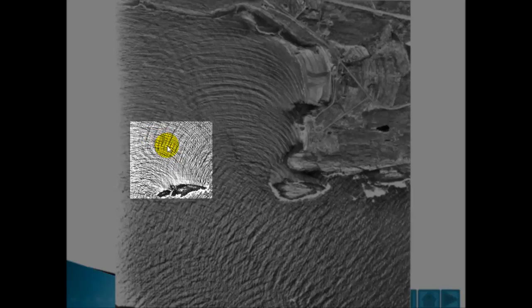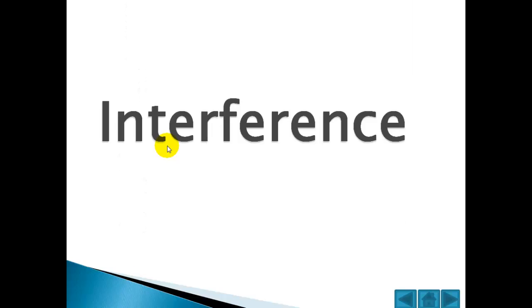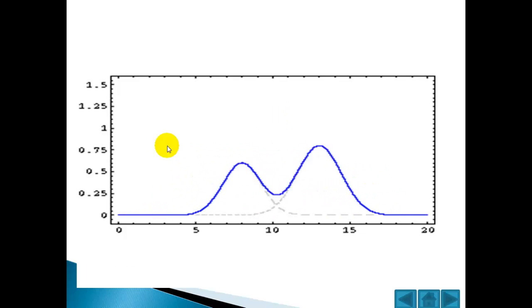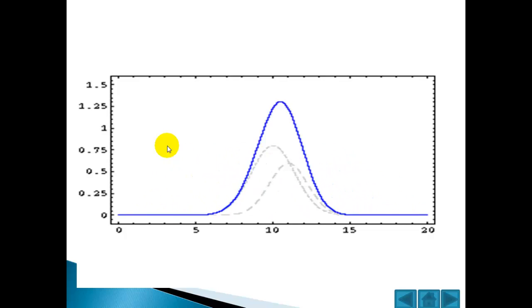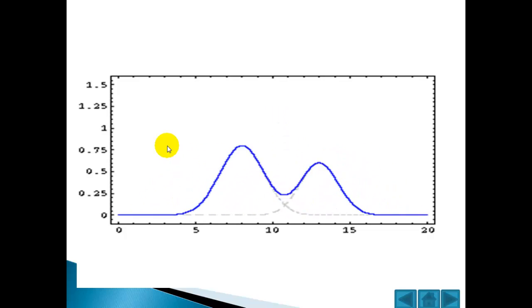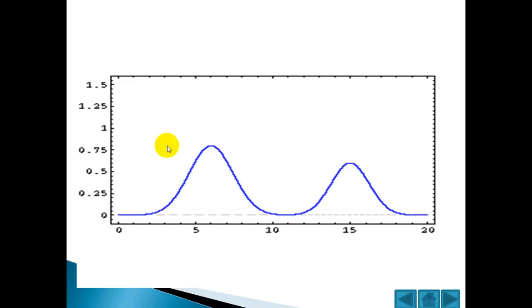And this brings us on to the last section, interference. This demonstrates interference. We have one wave coming from one side, and when they actually collide, they pass right through each other, but their displacements add up.